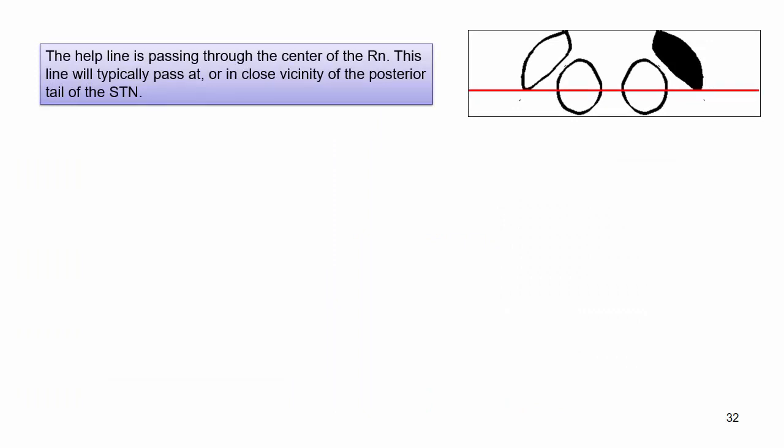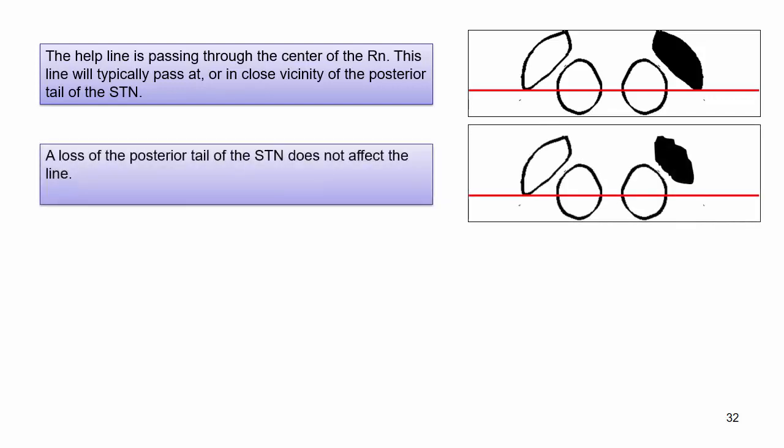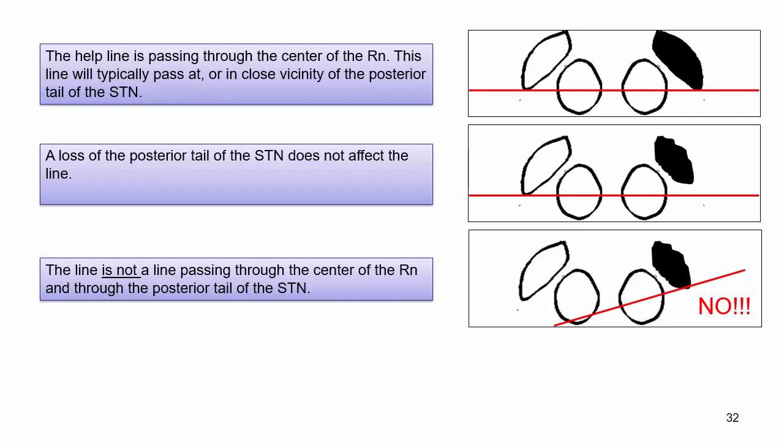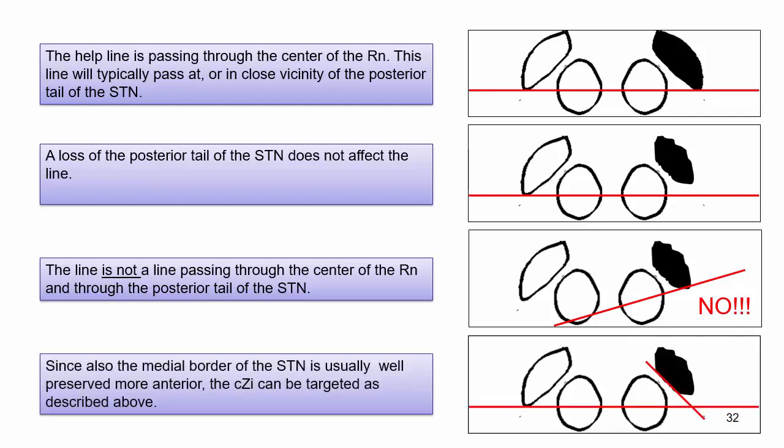This is because the help line we were discussing is passing through the center of the red nucleus, and it will typically pass at or in close vicinity of the posterior tail of the STN. Thus, a loss of the posterior tail of the STN does not affect this line. And since the medial border of the STN is usually well preserved more anterior, the target can be identified as described above.